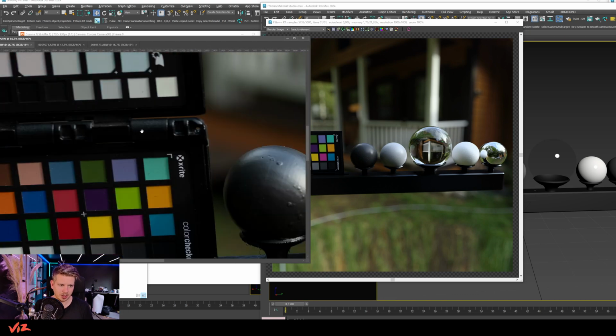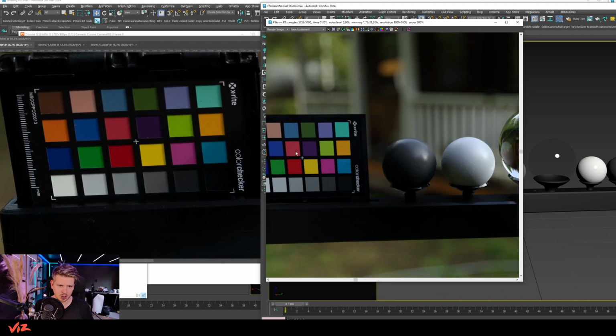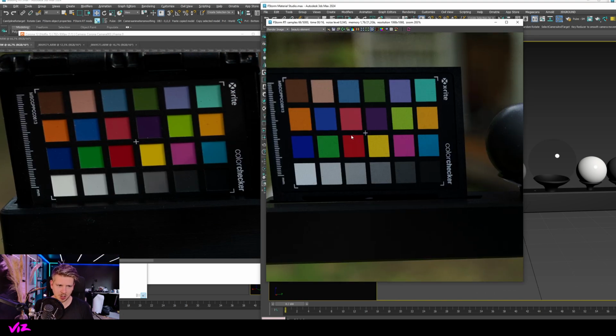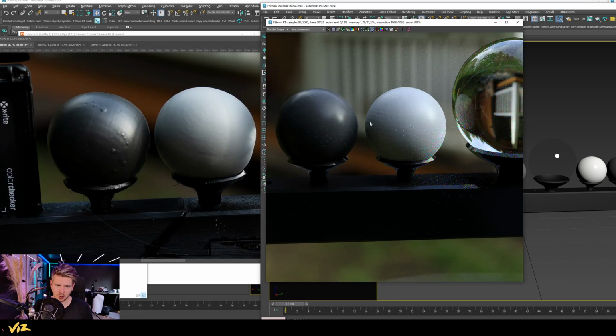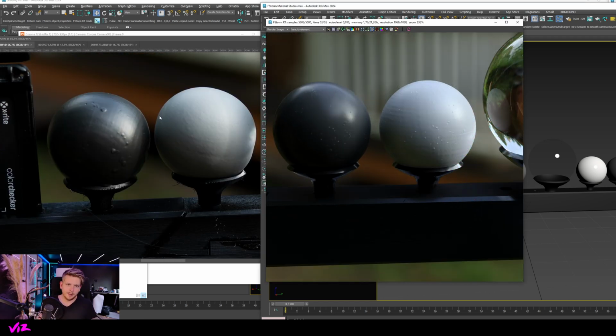If I zoom in here and I zoom in here, you can see that the color charts are actually quite alright. I think this is actually better than Corona, might be better than Corona. At least it's not worse. And then we go to the balls, which is also looking very comparable.